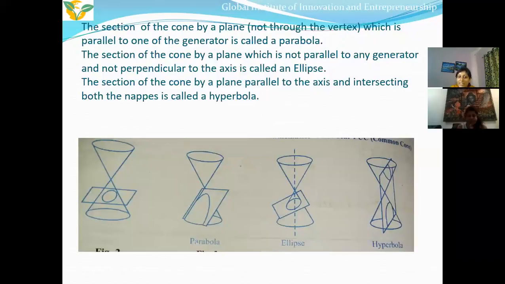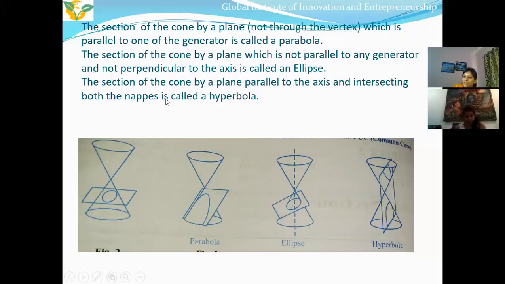Next, how do we get an ellipse? When the section of the cone is cut by a plane which is not parallel to any generator. The meaning is, here comes the generator, and it is not parallel, as well as not perpendicular to the axis. As we know, this is the axis, it is not exactly perpendicular to the axis either, then we get the shape of the ellipse here.